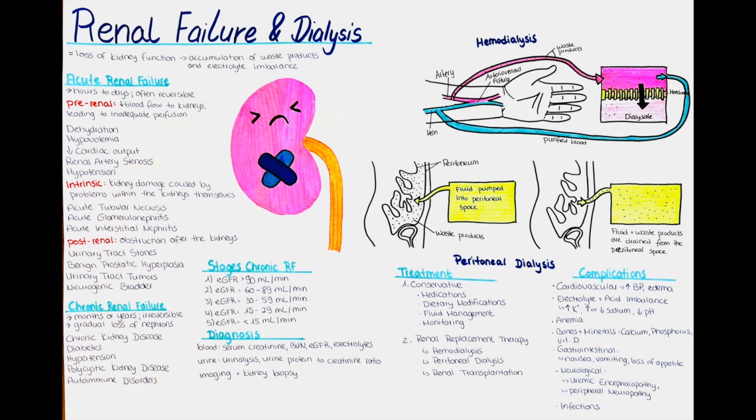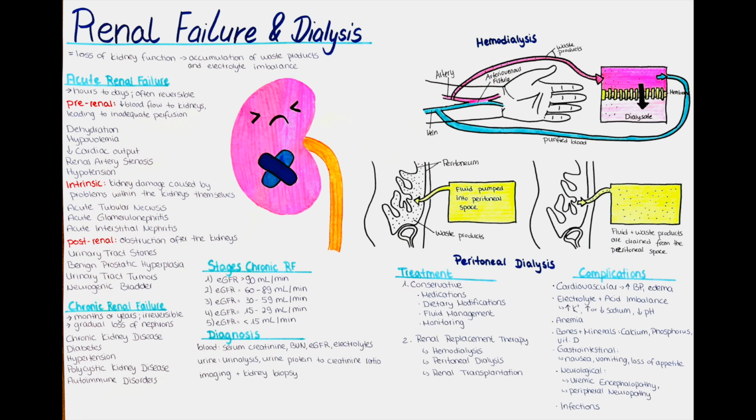Another cause is hypovolemia. Conditions like severe bleeding, fluid loss due to burns, or fluid redistribution, as seen in sepsis or anaphylaxis, can cause a decrease in blood volume, leading to pre-renal acute renal failure. Also, a decreased cardiac output can lead to acute renal failure.